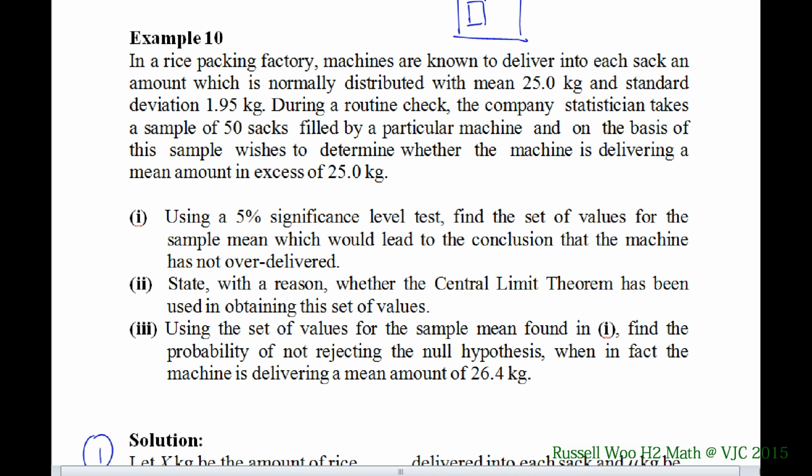Using the set of values for the sample mean found in 1, read the problem together, okay? You need to find the probability of not rejecting the null hypothesis, when in fact the machine is delivering a mean of 26.4.